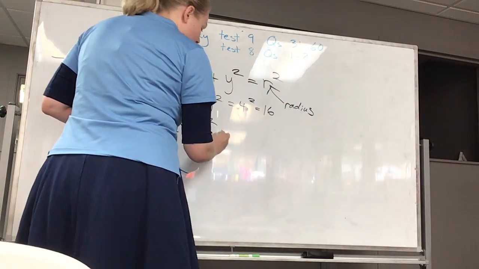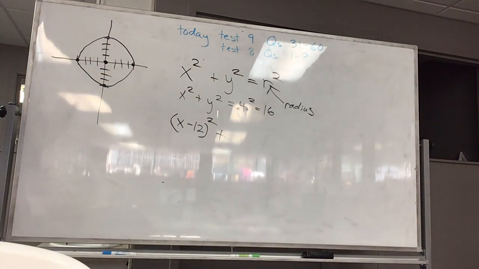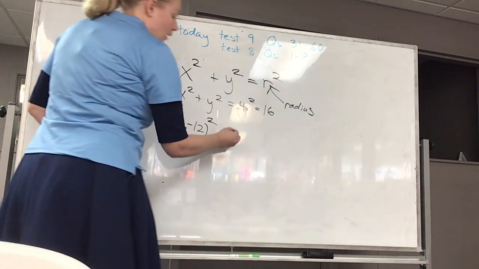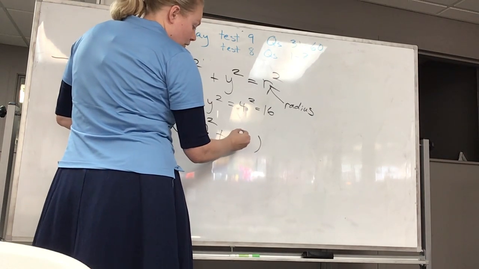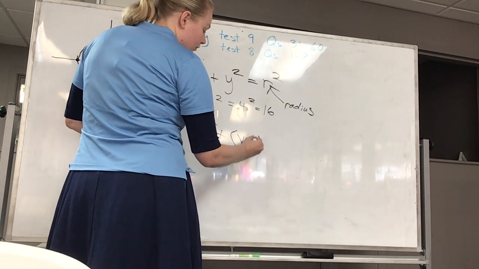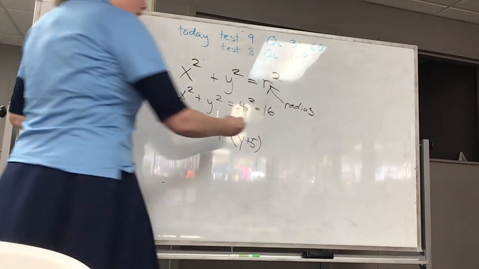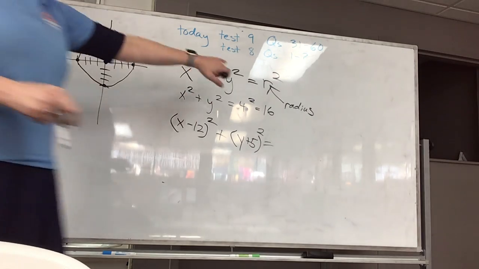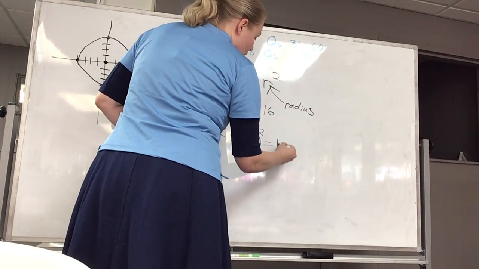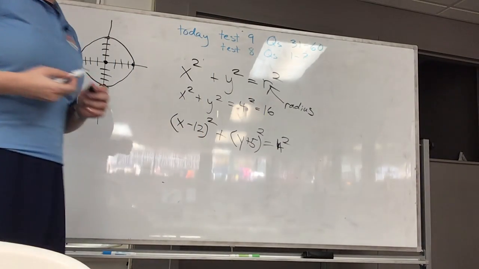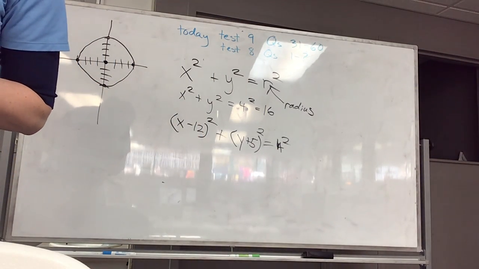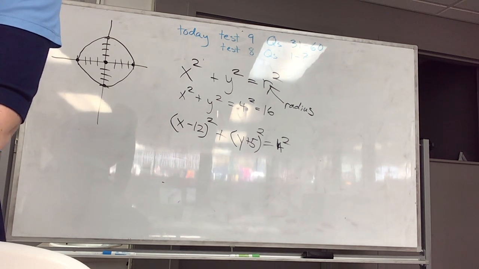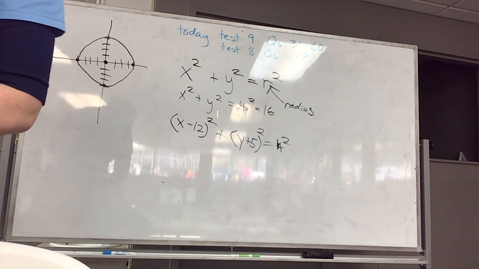The same way, negative 5 is on the y. So negative 5 is going to change this y. And what makes it 0? We have y plus 5, because negative 5 would make it 0. And then it said that the radius was 4, and so the radius is going to be 4 squared. And so that one is E.